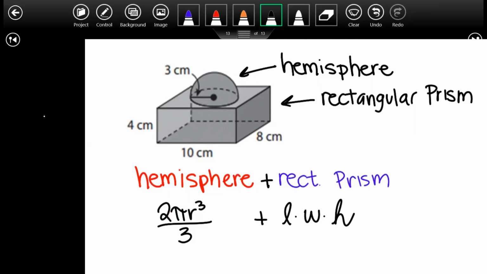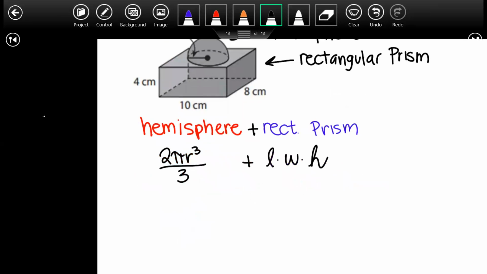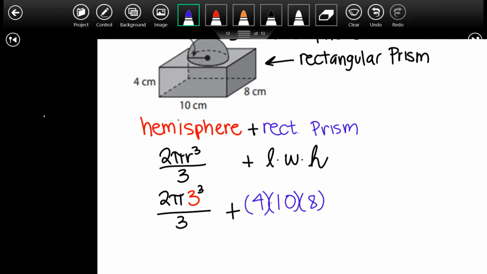All we got to be able to do is plug these things in, right? What is going to be our radius for our hemisphere? 2 pi times 3 cubed over 3. What's my length times width times height? 4 times 10 times 8. Simplifying this out, 2 times 3.14 times 27.